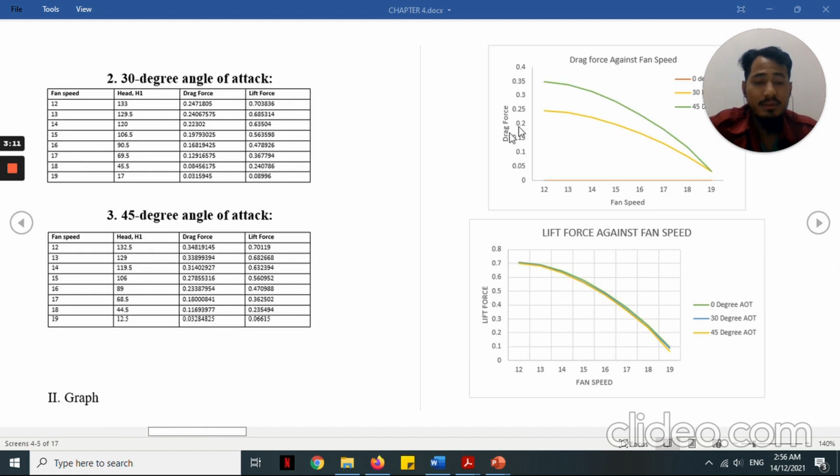Next, the graph. For this one, the drag force against fan speed, the lowest one is the 0 degree angle of attack, and the highest one is at 45 degree. For the lift force against fan speed, we can assume that the value for 0, 30 and 45 degree angle of attack is the same.